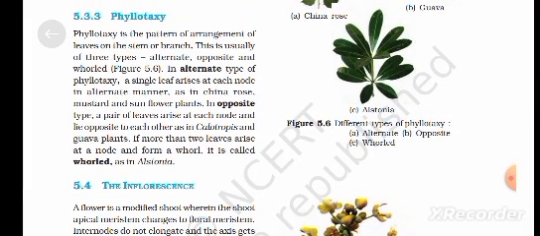Phyllotaxy. Phyllotaxy is the pattern of arrangement of leaves on the stem or branch. This is usually of three types: alternate, opposite and whorled. In the alternate type of phyllotaxy, a single leaf arises at each node in an alternate manner, as in China rose, mustard, sunflower. In the opposite type, a pair of leaves arise at each node and lie opposite to each other, as in calotropis and guava plant. If more than two leaves arise at a node and form a whorl, it is called whorled, as in Alstonia.